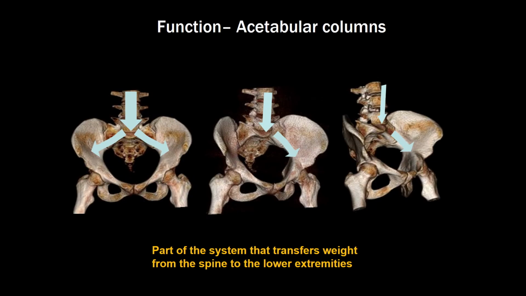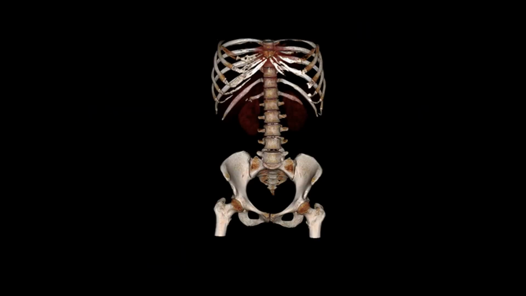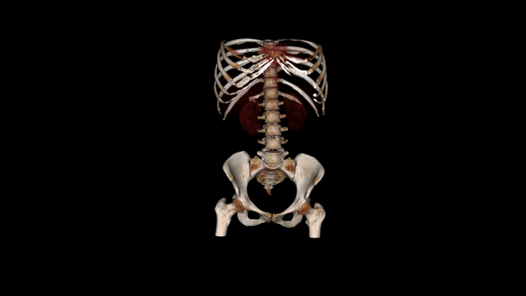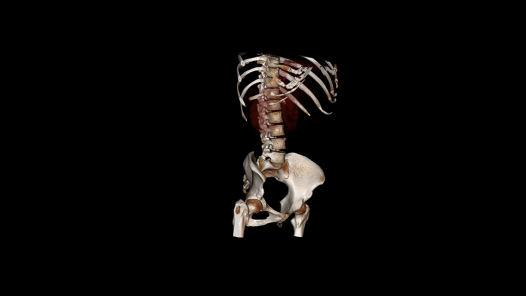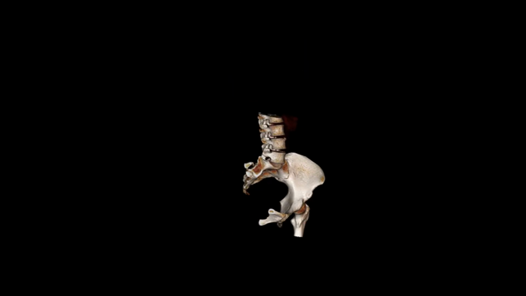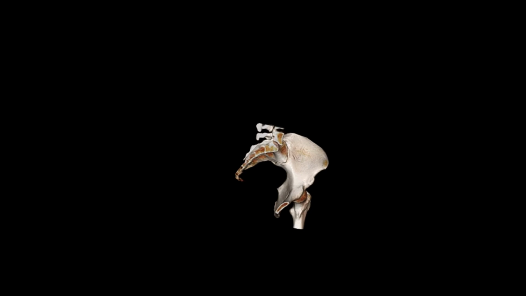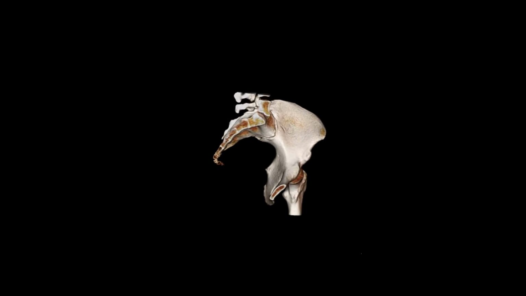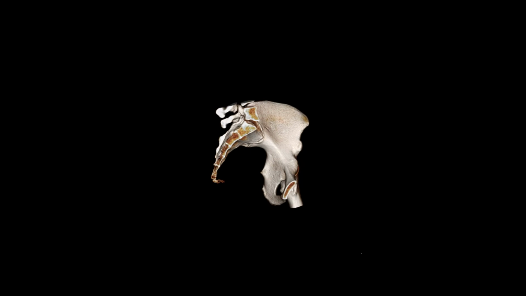So let's get started. A little bit of background. We're going to talk about the function of the acetabular columns. It's really just part of a system that's going to transfer your weight from your spine through to the lower extremities. So I've got to have a few gratuitous 3D images in any lecture, right? As we go through here, we're going to rotate this person here, but this is really just so you can get your orientation of what part of the pelvis we're going to be looking at. We're going to be looking at the pelvis from this kind of medial view right here.